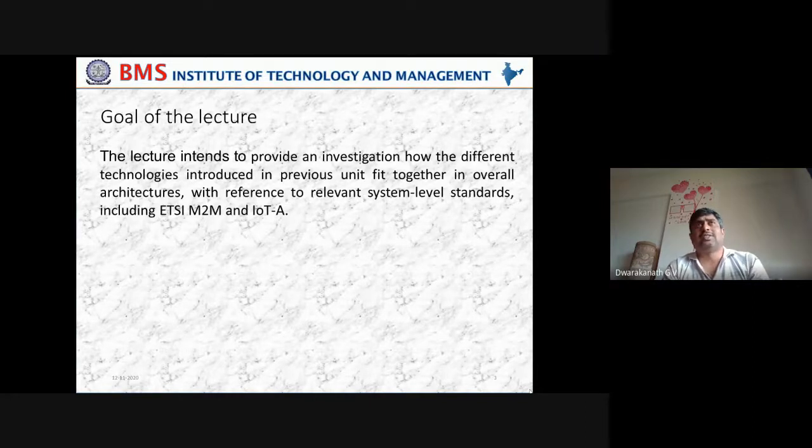That is, what type of sensor data we should use, what the sensors should do, how the network should be connected to them, and how the network layer should help in transmitting the device data from one area to another device, or a human being, or any other customer. So how should these technologies be framed in an architecture? With reference to the relevant system-level standards worldwide, there are two standards, ETSI M2M and IoT. These two standards will be used especially.